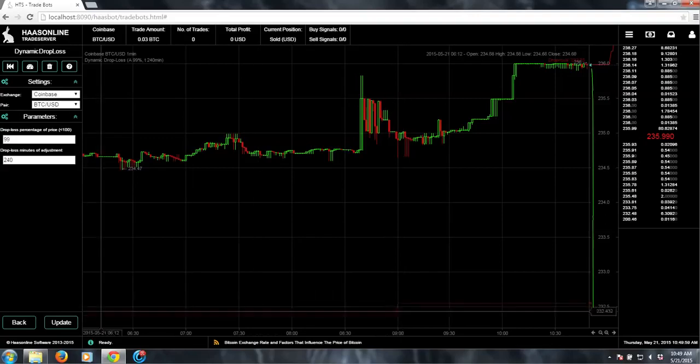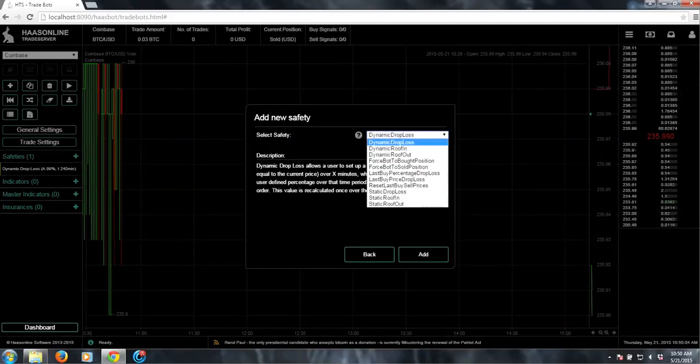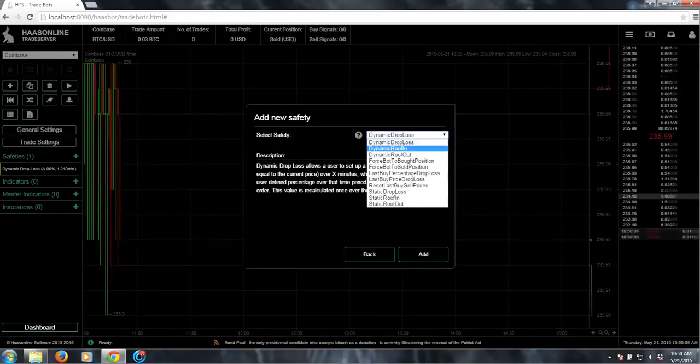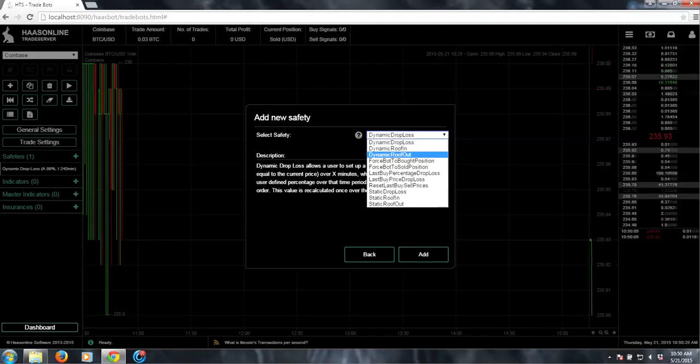So obviously, each safety is a little bit different. Dynamic drop loss is good for that. Dynamic roof in is kind of the opposite of it. So if the price rises by the value that it's set to over that period of time, it will buy. It's very useful to have in case there's a massive uptrend that just comes out of nowhere. And then dynamic roof out is like roof in, but instead of buying, it'll sell. So if there's a big pump, you can try to sell at the top.